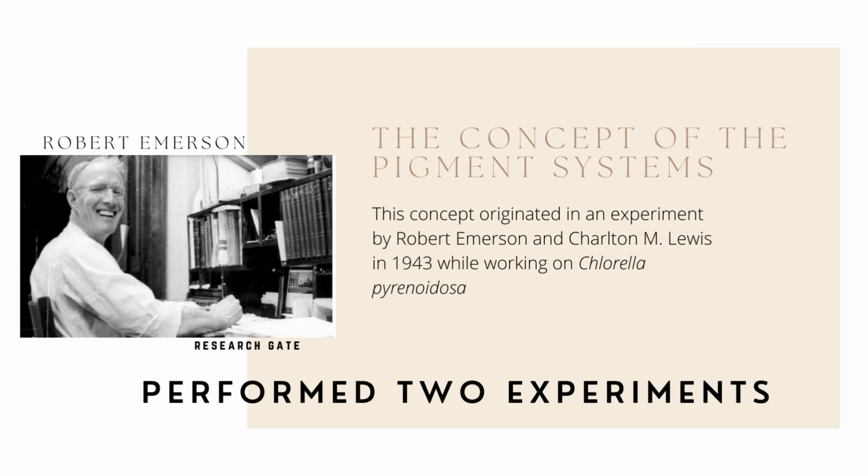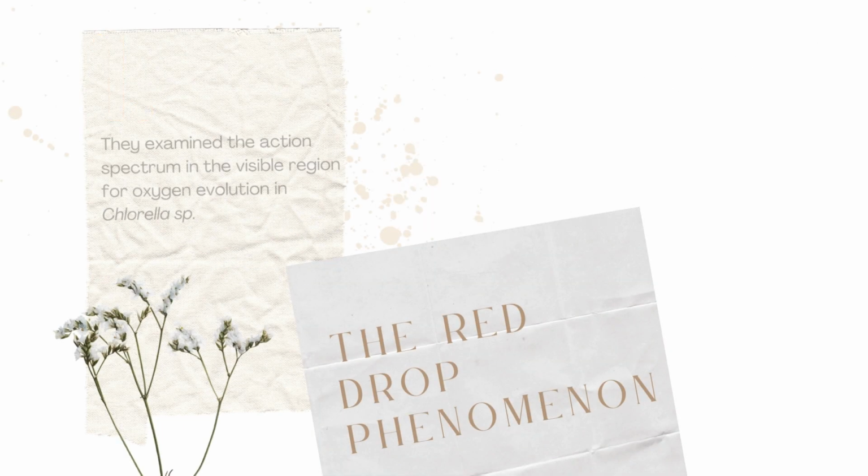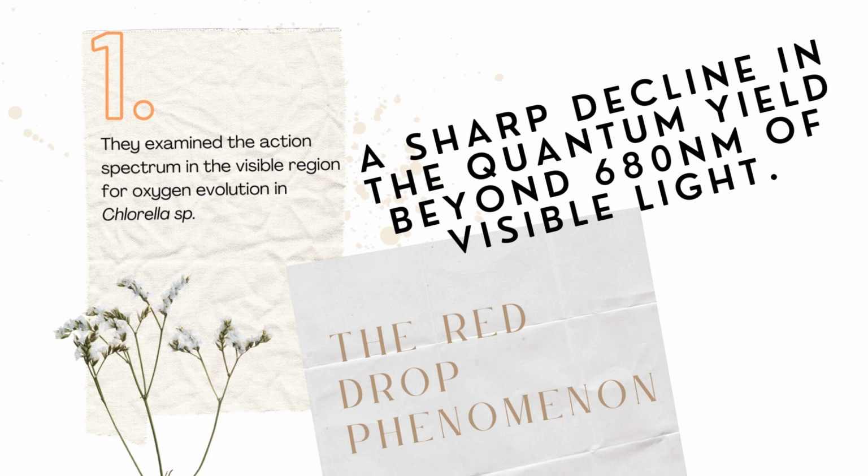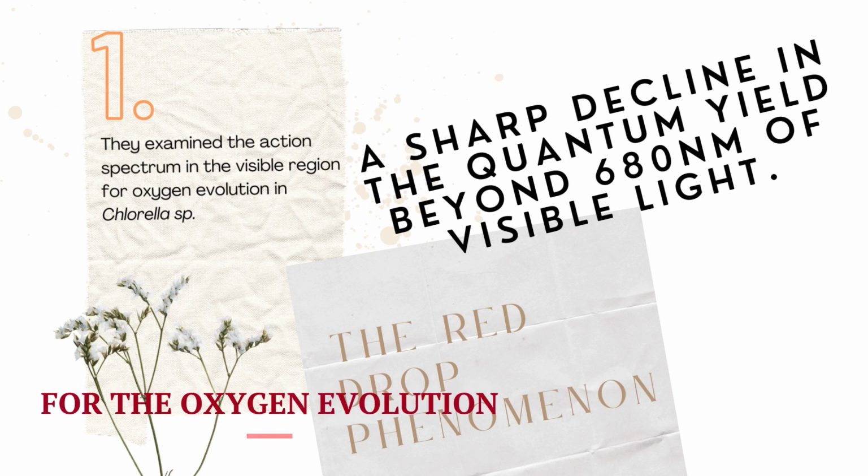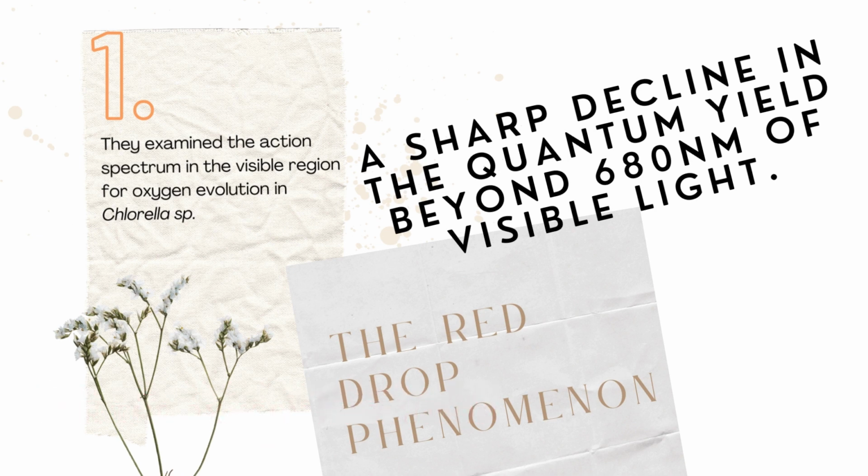This concept originated during an experiment done by Robert Emerson and Charlton M. Lewis in 1943. I got a photograph of Robert Emerson here. They were working on a green algae called Chlorella pyrenoidosa. He performed two different experiments. In their first experiment, they examined the action spectrum in the visible region of the oxygen evolution in chlorella, and they observed something weird in their experiment.